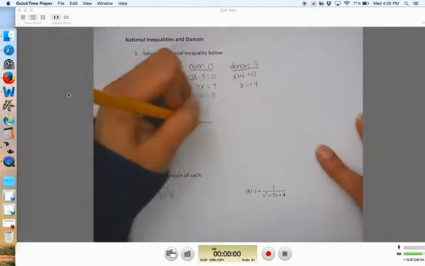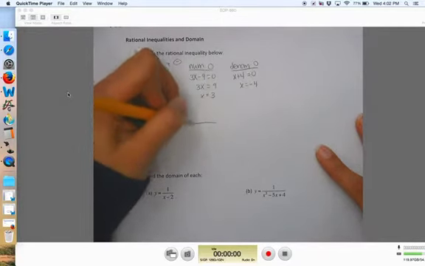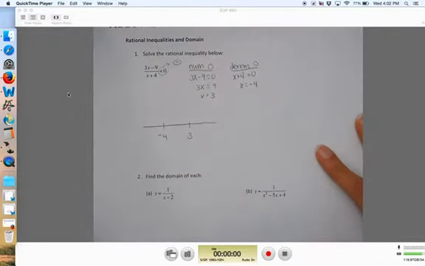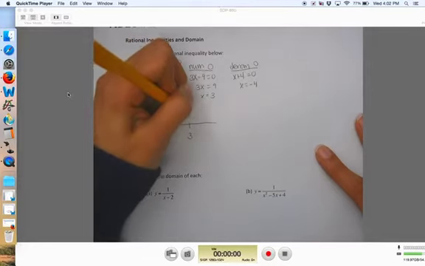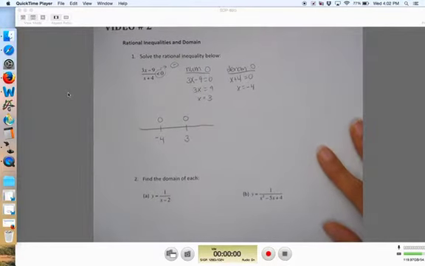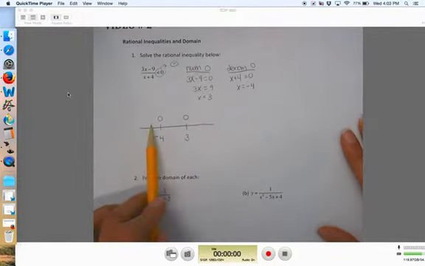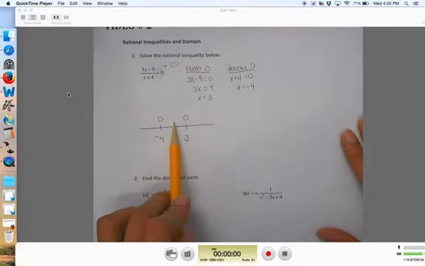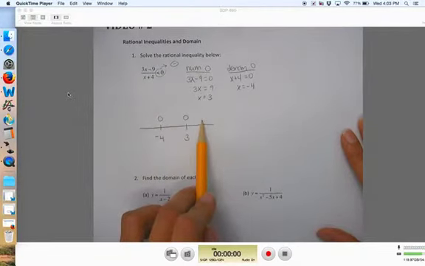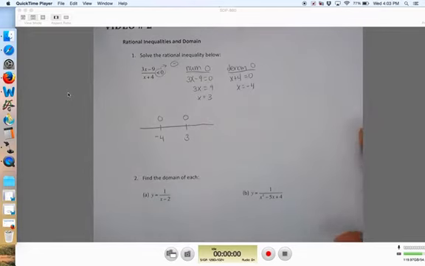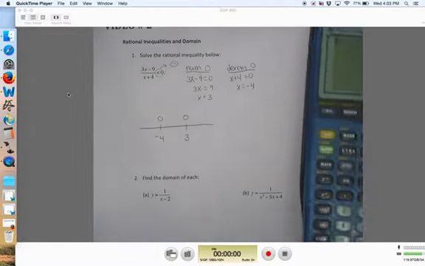Now we're going to draw a number line. Negative 4 and 3 will go on, open circles on both. And at this point, we want to test some values: less than negative 4, in between negative 4 and 3, and then greater than 3. And you can use your graphing calculator to do that, or you can use your regular calculator.